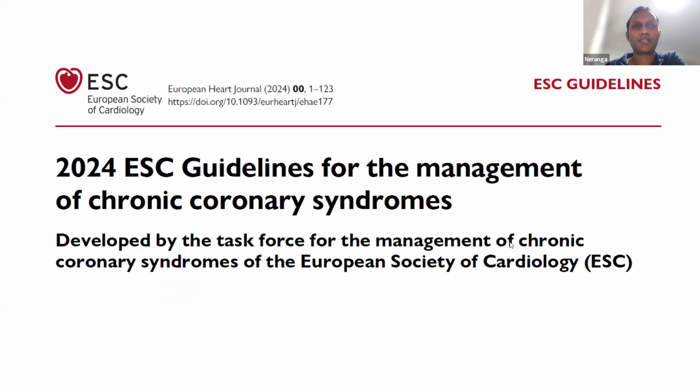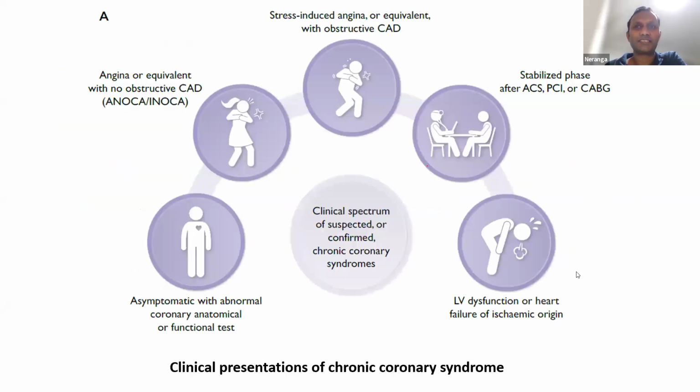So there's a 2024 ESC guideline for CCS. ACS is acute coronary syndrome, CCS is chronic coronary syndrome, other than the acute coronary syndrome. They can have a variety of presentations. They can be completely asymptomatic, but have abnormal coronary anatomical tests like CTCA or XRCG that they underwent for insurance or just out of curiosity, and were then found to have coronary artery disease.